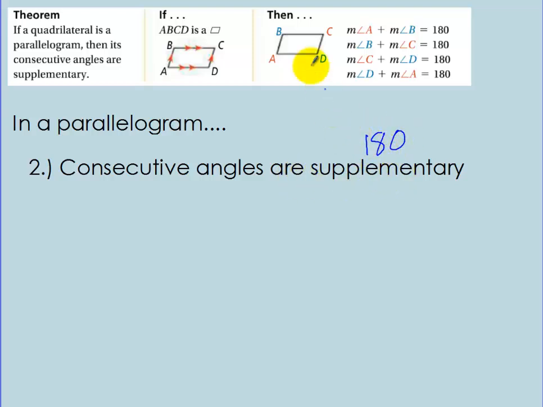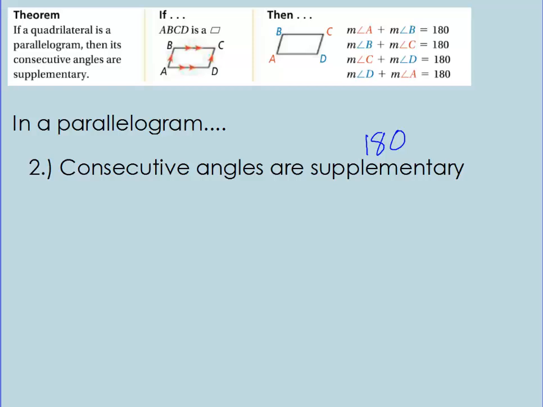Property number two, in a parallelogram, consecutive angles are supplementary. It means they add up to 180 degrees. So consecutive angles, that was that vocabulary word. It's angles next to each other. In a parallelogram, that would mean the measure of angle A and the measure of angle B add up to 180 because these are consecutive. B and C add up to 180. C and D add up to 180. And A and D add up to 180 degrees.